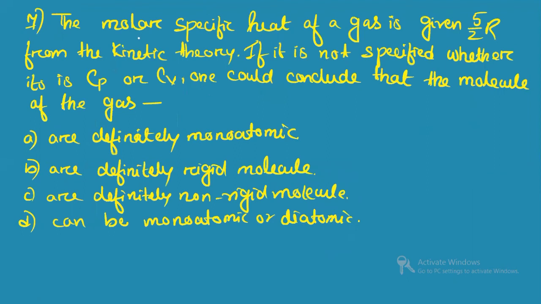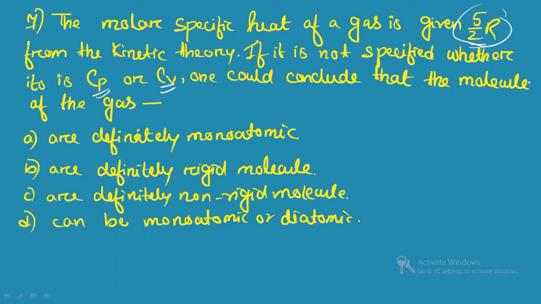Now let's see the last question. The molar specific heat of a gas is given to be 5/2R from the kinetic theory. If it is not specified whether it is Cp or Cv, one could conclude that the molecule of the gas is what? It is not said whether it is specific heat at constant pressure or at constant volume. You have to find out which molecule it is.